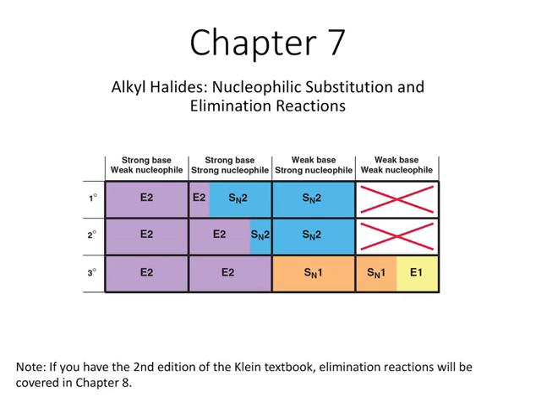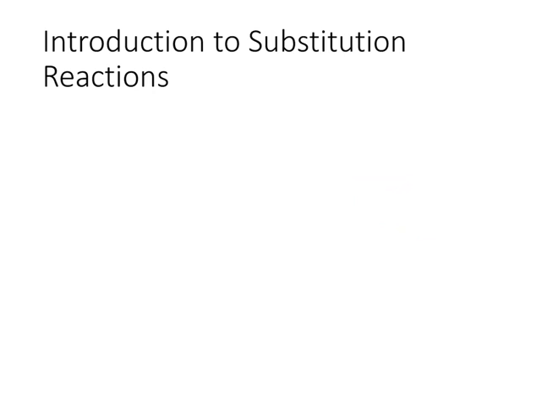All right, now this chart that I put on the slide here, this will make more sense as we go through each of the different types of reactions. So don't worry about this chart for now, but this does come from your textbook, and it's a way of summarizing what type of reaction will occur depending on what type of reactants you have. So let's start by introducing substitution reactions.